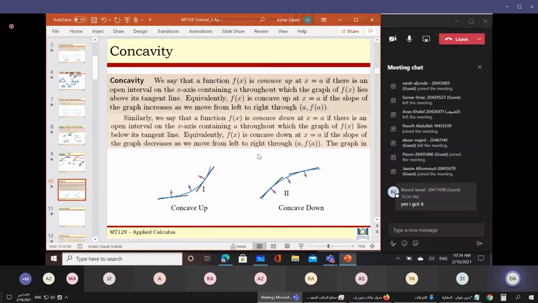Okay, this is the concavity as we said. It will be concave up if the function lies above its tangent line. If I draw a tangent line, the function lies above the tangent line. Or when I draw multiple tangents, the slope of each tangent is increasing, okay? Also here is concave down if it lies below the tangent line, or when I draw multiple tangents, the slope of each tangent is going less.